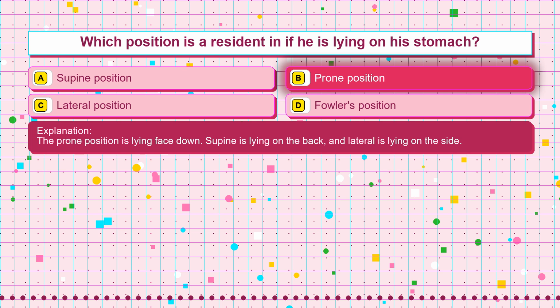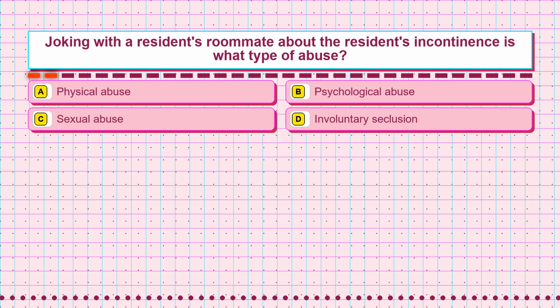Question 89. Joking with a resident's roommate about the resident's incontinence is what type of abuse? Option A. Physical abuse. Option B. Psychological abuse. Option C. Sexual abuse. Option D. Involuntary seclusion.